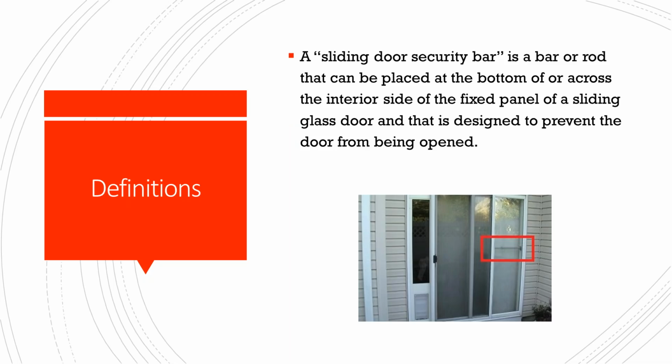And then finally, for sliding doors, a sliding door security bar. It's a bar or rod that can be placed at the bottom of or across the interior side of the fixed panel of a sliding glass door, and it's designed to prevent the door from being opened. So there's a picture of what that might look like.